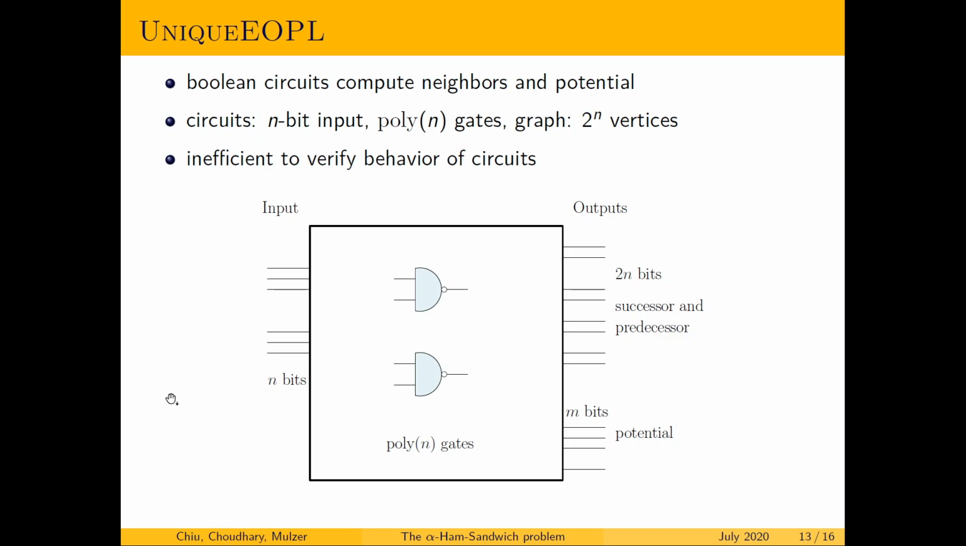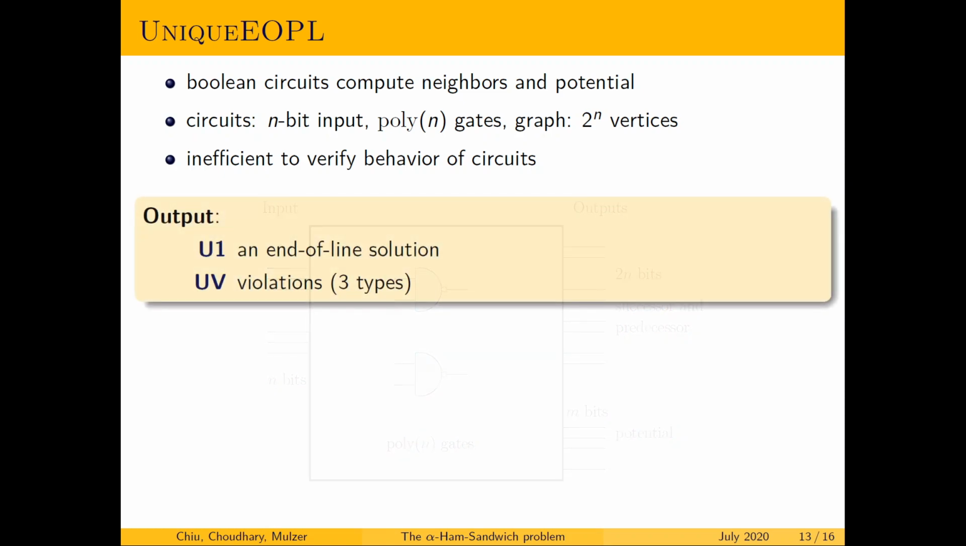Ideally, this circuit should give us a line, but for verifying that, we need to test this circuit for all of the vertices, and that cannot be done in polynomial time. So, to handle that, as output we allow for an end of line solution, or we also allow for violations. There are 3 kinds of violations, but we need not go into the details of that.